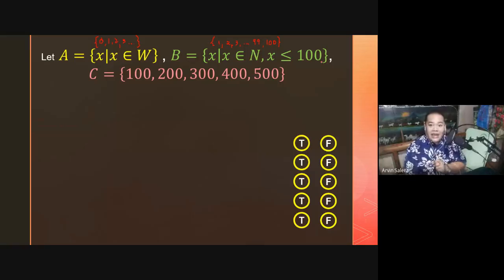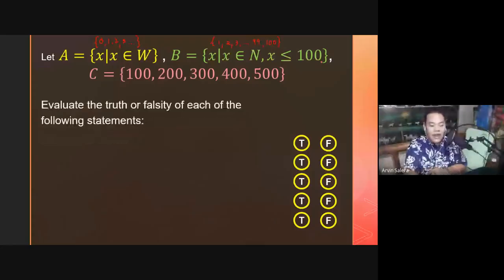In fact, A and B are set builder. C is set roster. Okay, this is how I'm going to give you a quiz. Evaluate the truth or falsity of each of the following statements. A is a subset of B. Tanan ba nga naa kang A, naa sad kang B? 0, 1, 2, 3, 4, 5, 6, 7, 8, 9, 10. Tanan ba nga naa ni A, naa sad kang B?